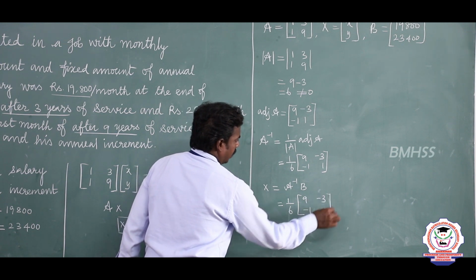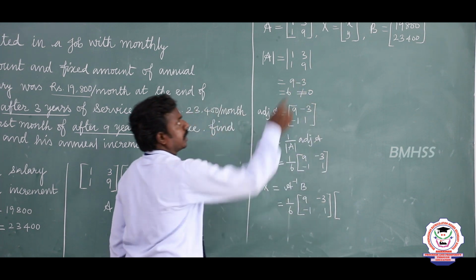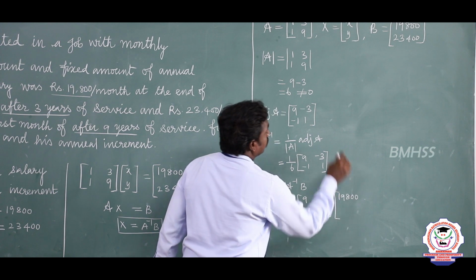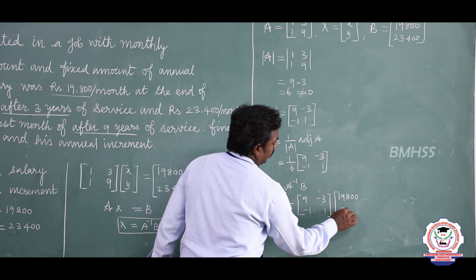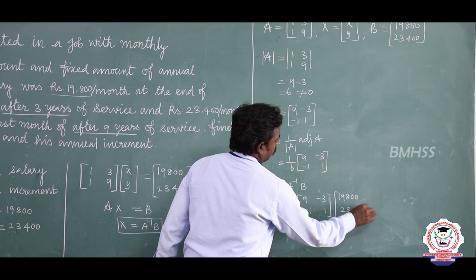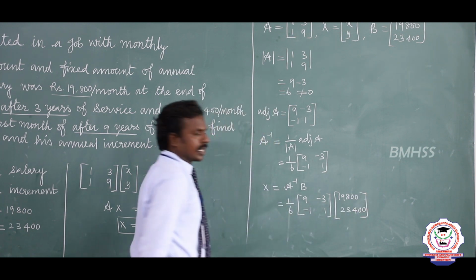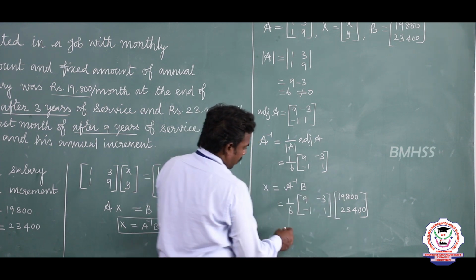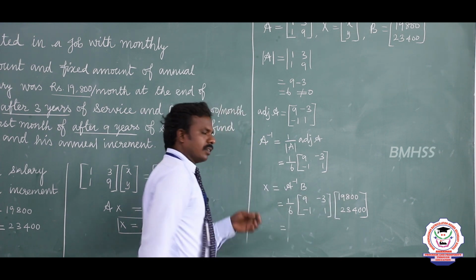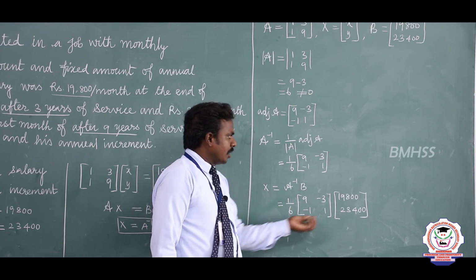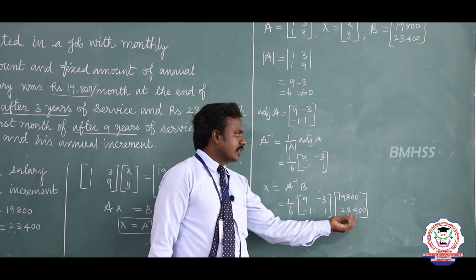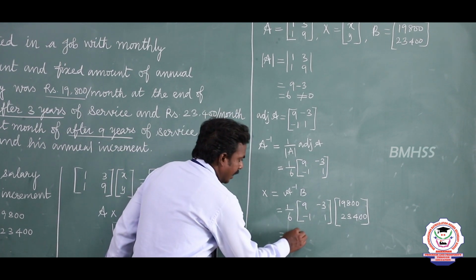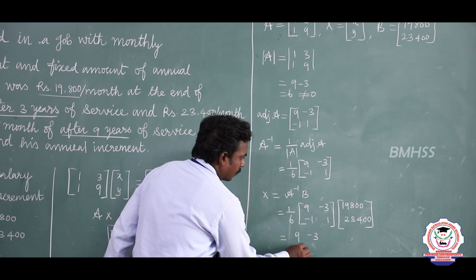So 1 by 6 into 9, minus 3, minus 1, 1, is A inverse, into the B matrix, the column matrix 19,800 in the first row and 23,400 in the second row. Now I am going to take the matrix multiplication. Before that we can simplify: 1 by 6 is there, and 19,800 and 23,400 are divisible by 6, so I am going to divide these numbers by 6.